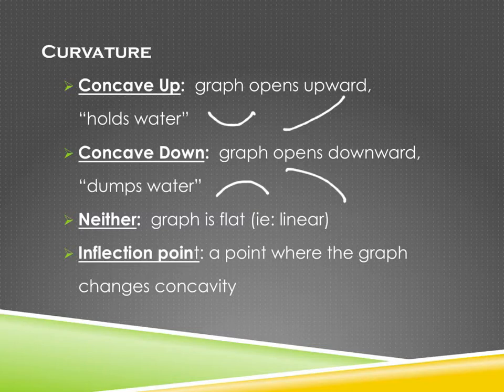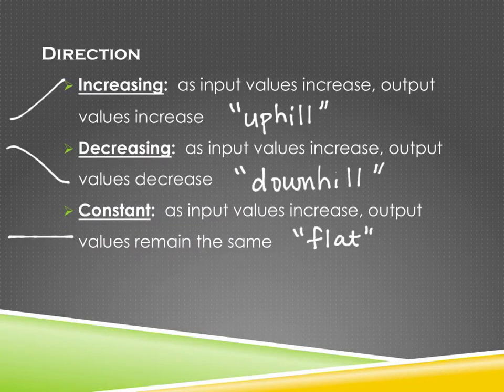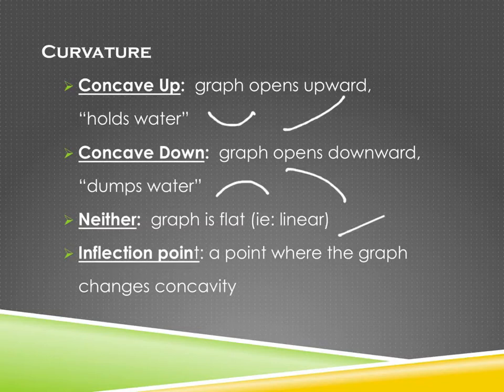If a graph is neither, it means it's flat. And I don't necessarily mean flat like constant over here, right? Flat. It's just a line. It doesn't have any curve to it. So it can't be concave up or concave down because that talks about curving and lines don't curve.